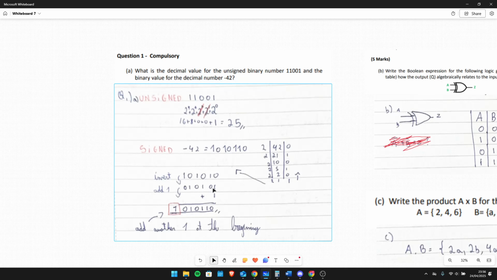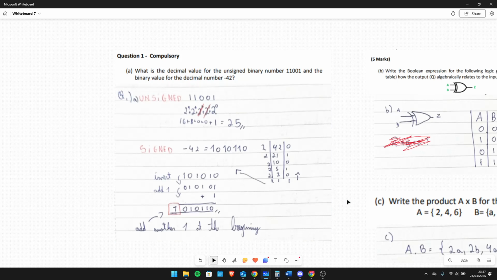After you do that, you add 1 to the number you just got. You have 010101. You add 1, you have 010110. And after you do that, you add the 1 before everything. That would be minus. This is the correct way. I'm sorry, guys, but this is the correct way.